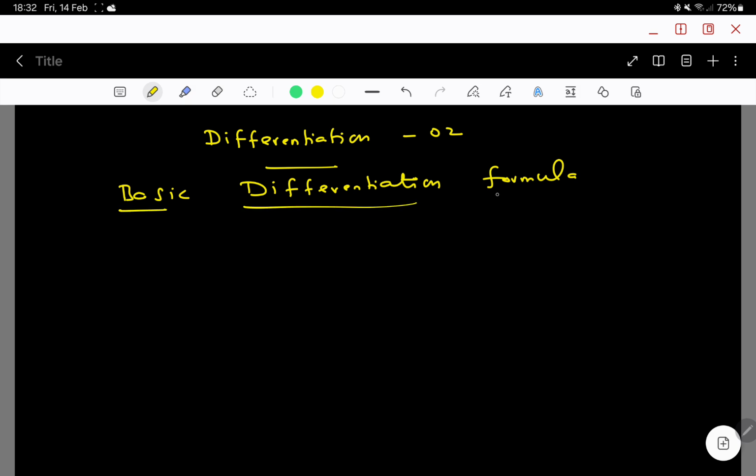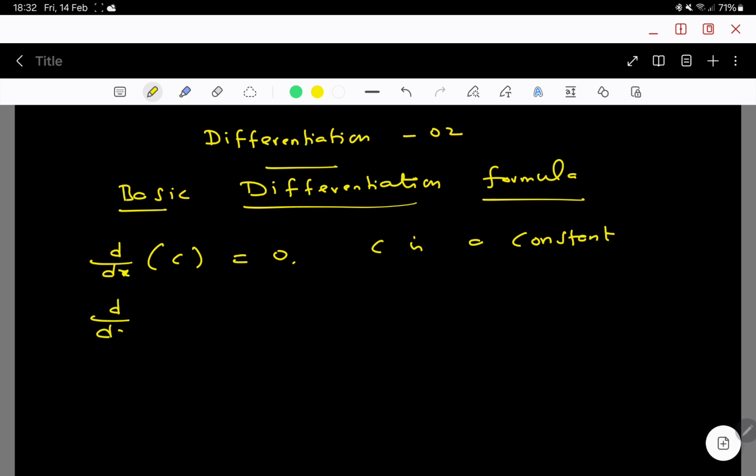So all the results are obtained from the first principle method. Okay. So d by dx of a constant, c is a constant, equal to 0. C never changes, any constant never changes, so no derivative. No derivative means the answer is 0.